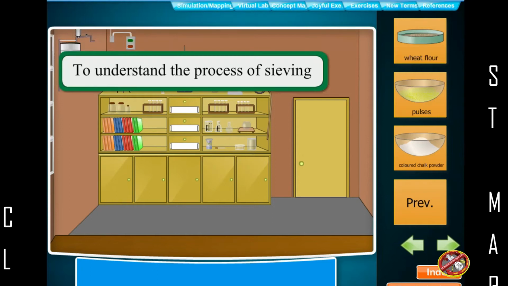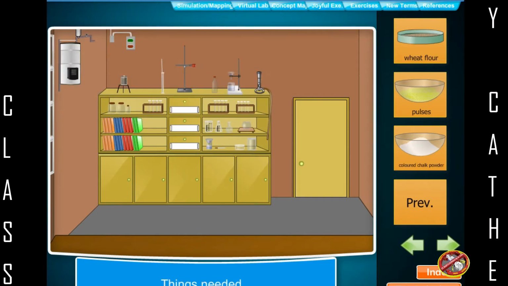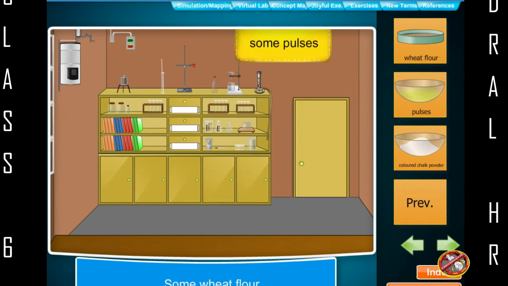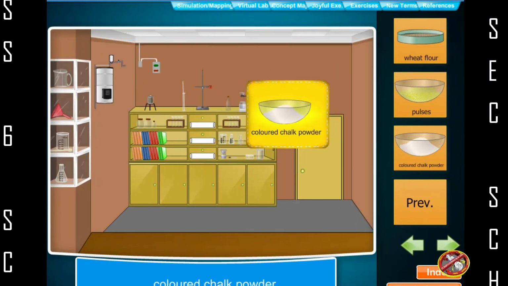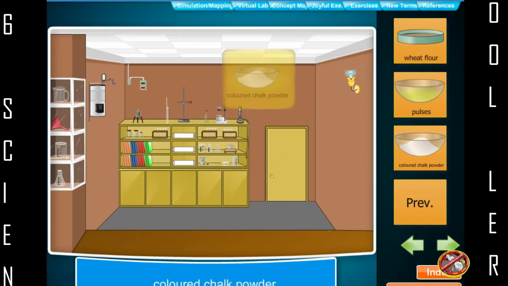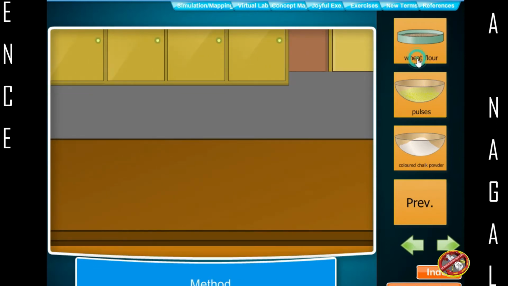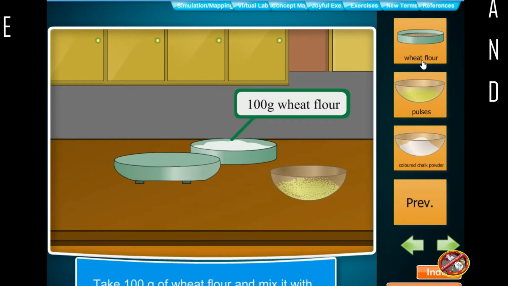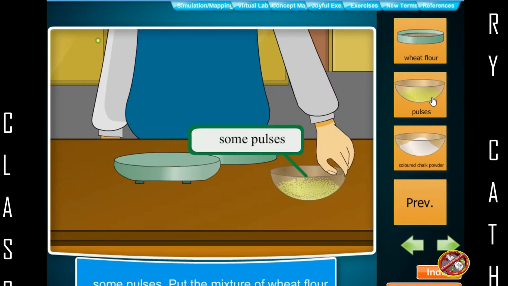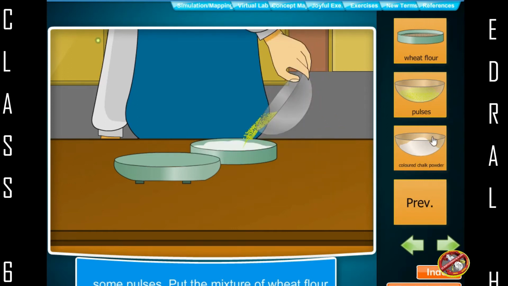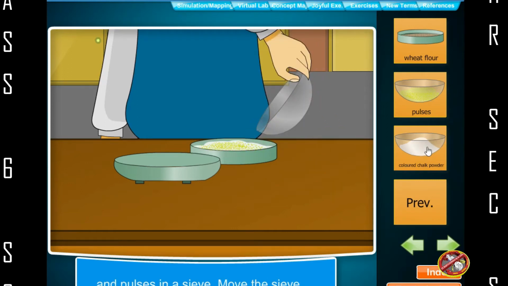To understand the process of sieving, things needed: some wheat flour, some pulses, colored chalk powder. Method: take 100 gram of wheat flour and mix it with some pulses. Put the mixture of wheat flour and pulses in a sieve.